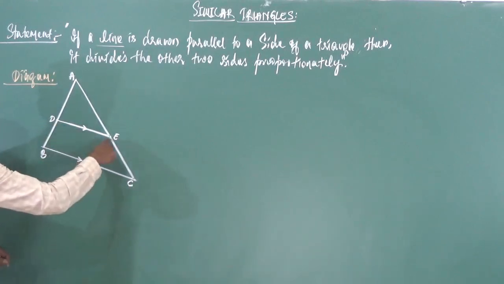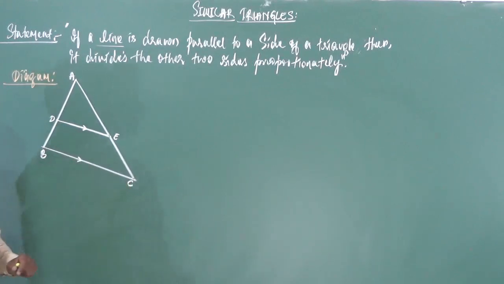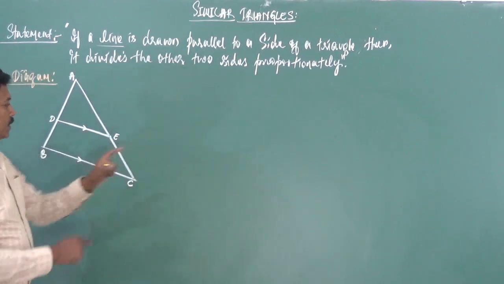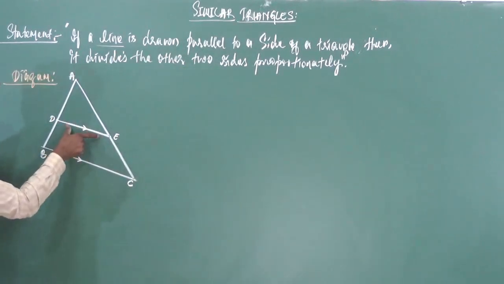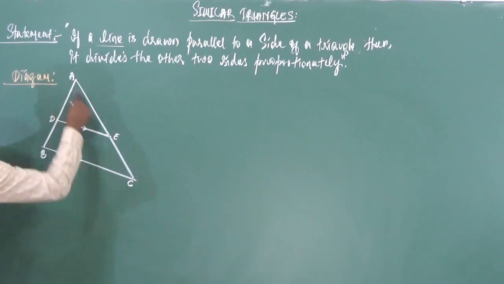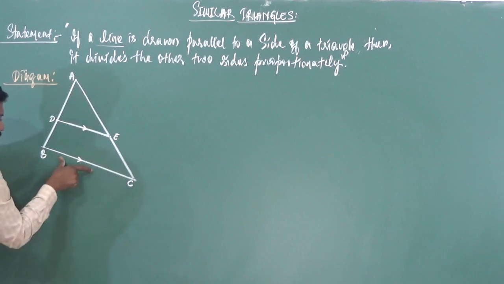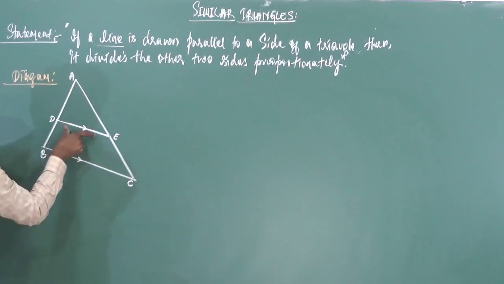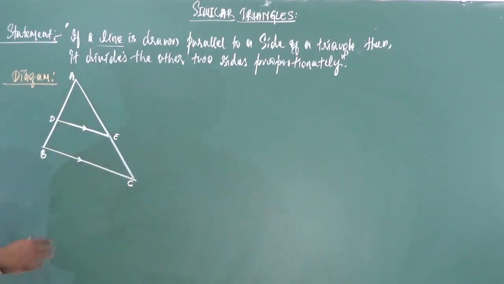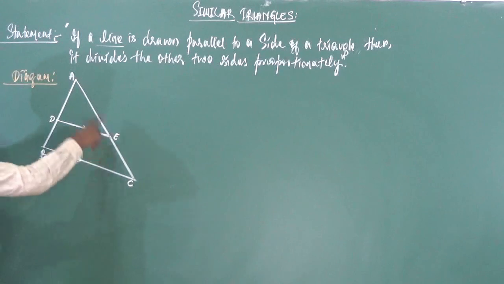So I have drawn a line parallel to the side of the triangle. So if a line is drawn parallel to a side of a triangle, I have done it. So in this triangle, this is one of the sides. For this side, I have drawn a line parallel by selecting 2 distinct points on the other 2 sides of the triangle. So here this is the diagram.